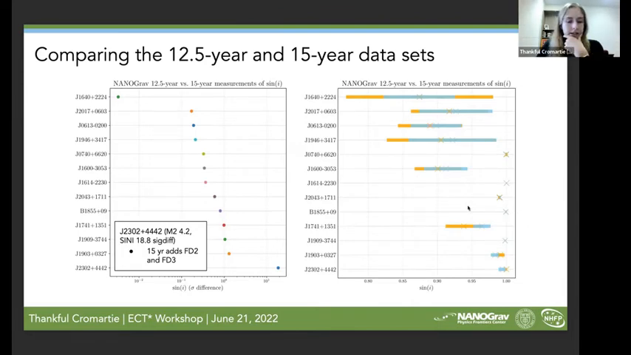We are not seeing anything. It's the same source, right? Kind of makes sense. There's a slight change in the measured inclination angle, but nothing startling. So the consistency that we see is sort of reassuring.